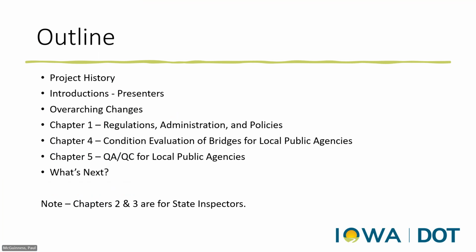All right, a little outline of what we're going to be doing today: some history of the project, introductions of our presenters, the overarching changes, Chapter 1, which is the general regulations and administration of the bridge inspection policies. Chapters 2 and 3 we are not covering. Those cover state-owned bridge inspections. Chapter 4 will be condition evaluation of bridges. Chapter 5 is QA/QC. And then we'll go into what's next.